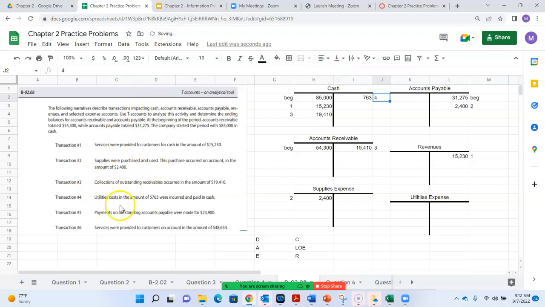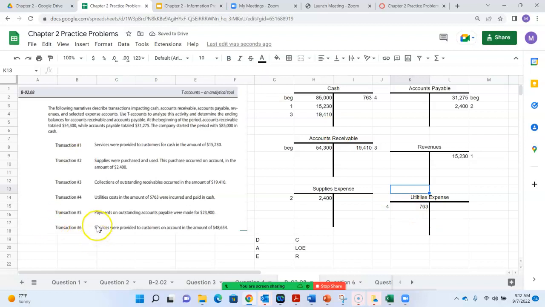And utility costs were incurred and paid. So our utilities expense, we need to record an expense. Therefore, we're going to debit the expense account of utilities. So this equals 763. And again, this relates to transaction number 4.